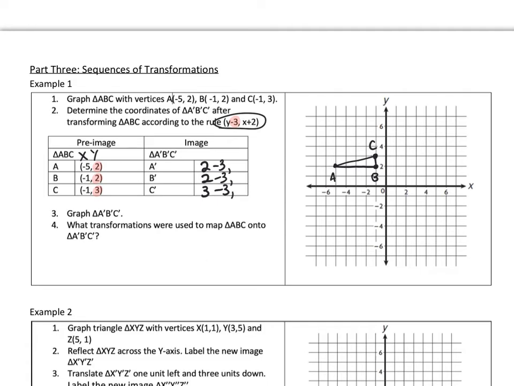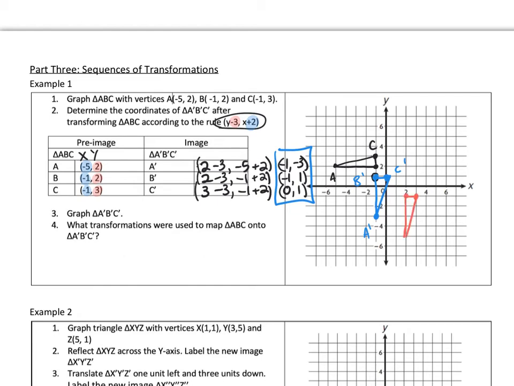For the y coordinates of my image, I'm going to take my original x coordinates and add 2 to each of these. So here's my original x coordinates highlighted in blue, and this right here is why I'm adding 2 to each. So here are my new coordinates after applying that rule. Let's use these to plot the image. So now we have our image and our pre-image. Let's talk about what transformations were used to map our pre-image onto our image.